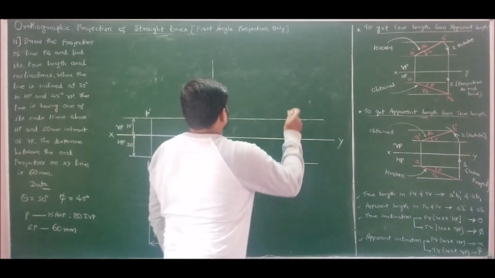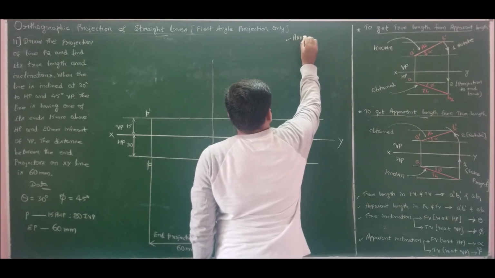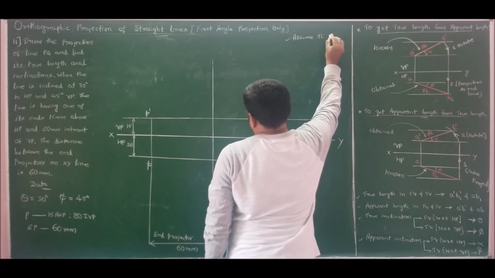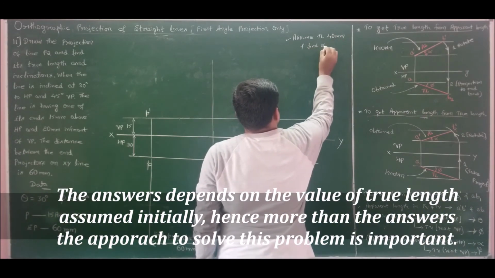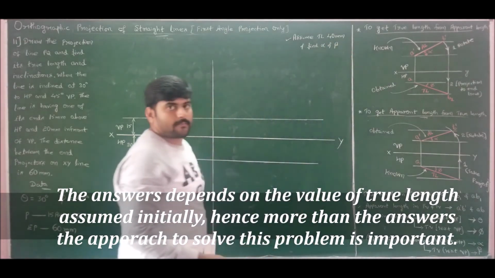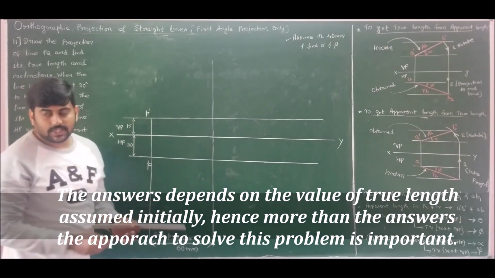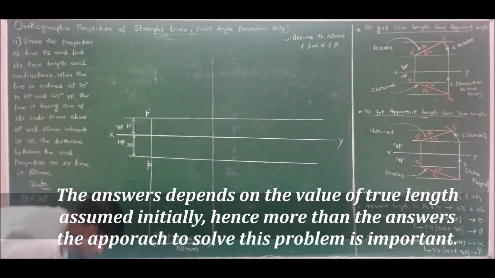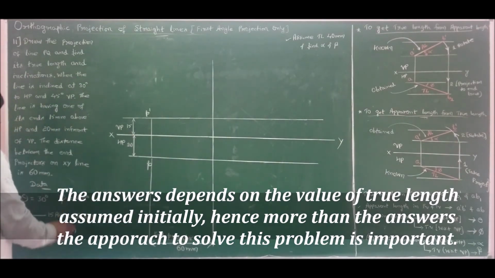Let me assume the true length as 40 mm and find alpha and beta. Since we have assumed true length as 40 mm, let me use a different chalk. We have assumed the true length as 40 mm, but we know the true inclinations, 30 degrees and 45 degrees.